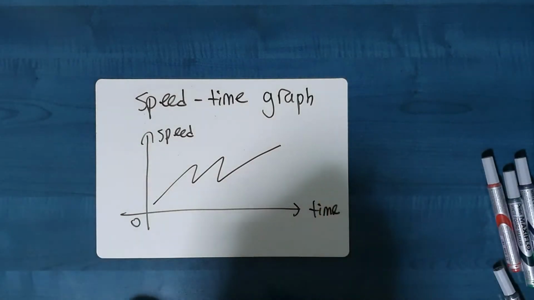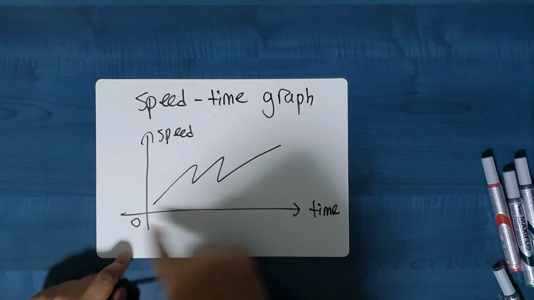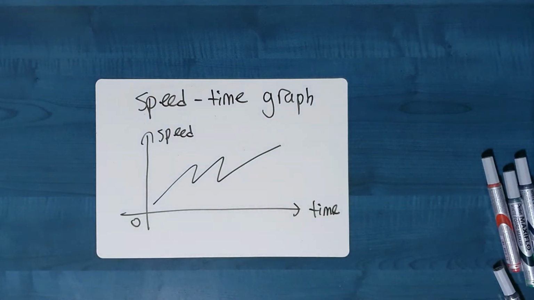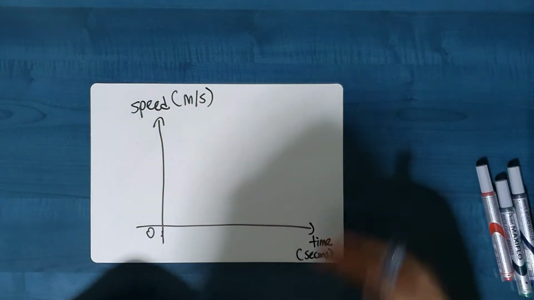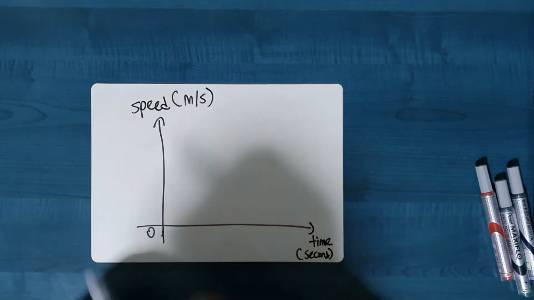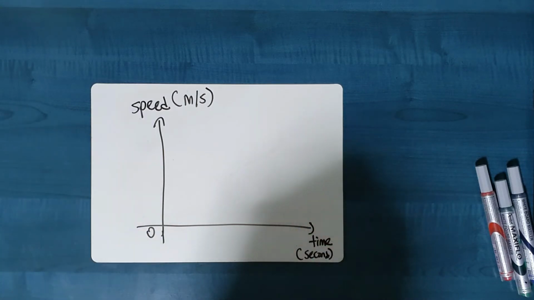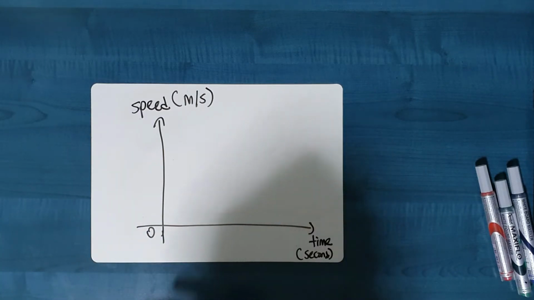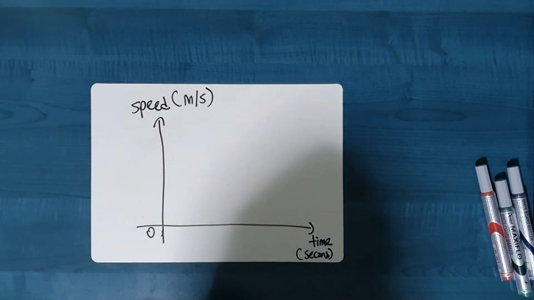Hello everyone. Today we are going to learn how to interpret a speed time graph. The speed is on the y-axis and the time is on the x-axis. The units can vary. Time can be in seconds, minutes or hours, and speed can be in meters per second or kilometers per hour. In this example, I choose time in seconds and speed in meters per second.